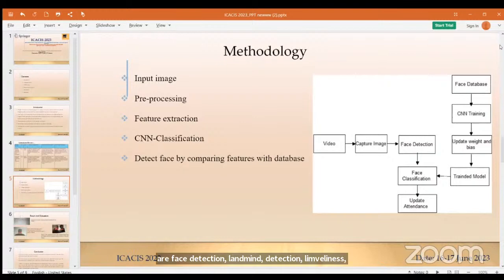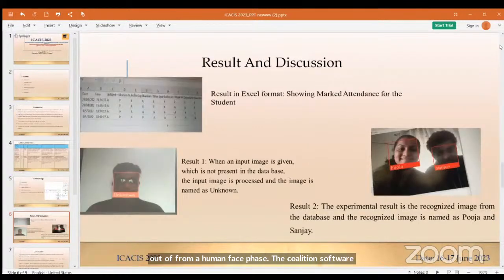Face verification is the process of verifying that a given face corresponds to a specific person. Face recognition is the process of identifying a person from a given image. While face detection trains a computer to pick out a human face, face recognition software will analyze the image properly. This is all about methodology. Then results and discussion.